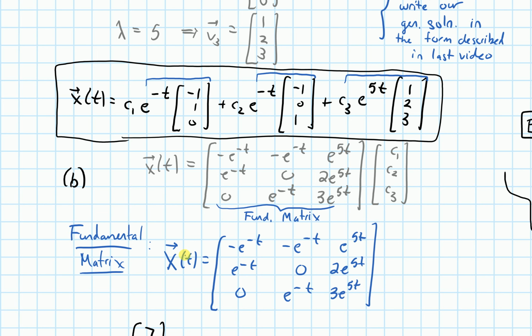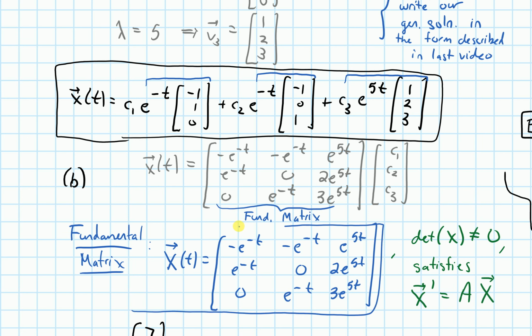So a couple of important remarks about this fundamental matrix. Because these columns are linearly independent, the determinant of this matrix should not be 0. So in other words, this matrix should be invertible. And the other important thing that I want to mention is this matrix satisfies the equation. If we were to take this matrix, its derivative would be equal to A times this fundamental matrix. All right, so let's go ahead and box this. So this was our fundamental matrix.